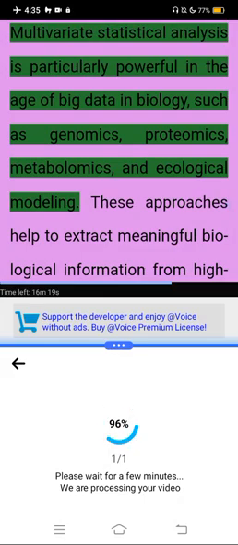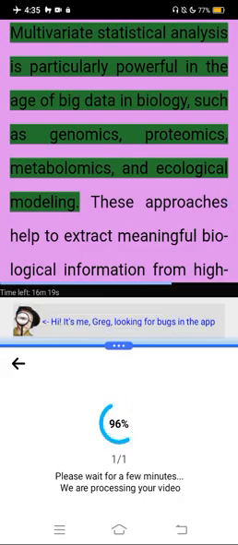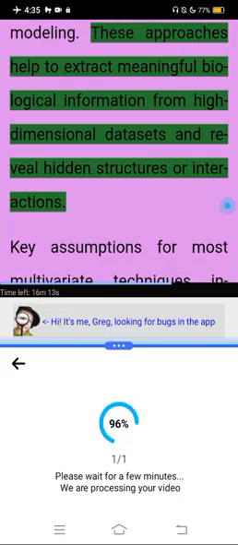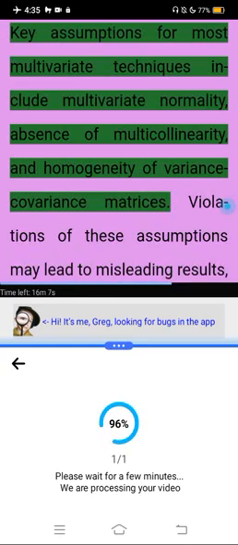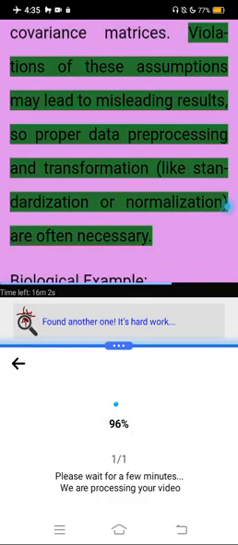Multivariate statistical analysis is particularly powerful in the age of big data in biology, such as genomics, proteomics, metabolomics, and ecological modeling. These approaches help to extract meaningful biological information from high-dimensional datasets and reveal hidden structures or interactions. Key assumptions for most multivariate techniques include multivariate normality, absence of multicollinearity, and homogeneity of variance-covariance matrices. Violations of these assumptions may lead to misleading results, so proper data preprocessing and transformation, like standardization or normalization, are often necessary.